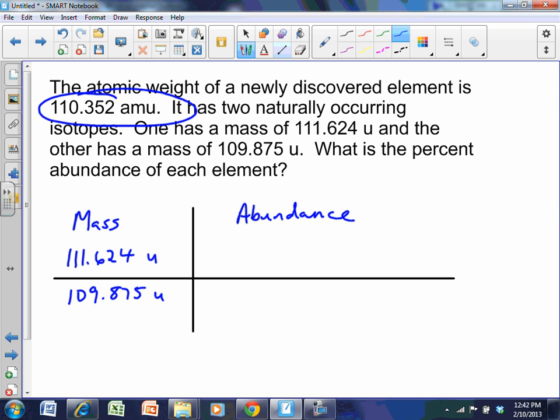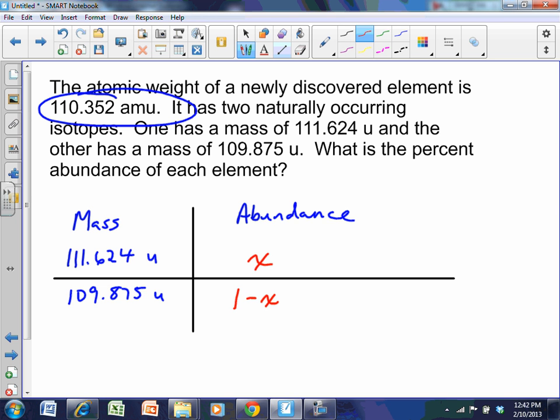So what you have to do is say, because you don't have the abundance of each, you're going to have to call the abundance of one, say, X. And the abundance of the other, you're not going to call Y. You're going to say that because there's two isotopes, the abundances have to add to 100% or 1. So you call the abundance of the second isotope 1 minus X.